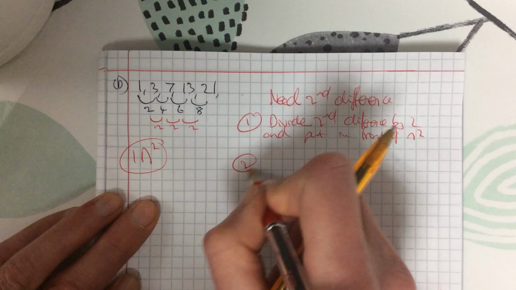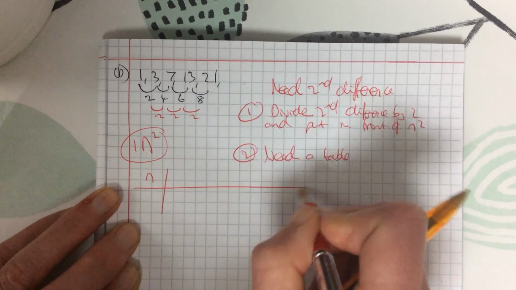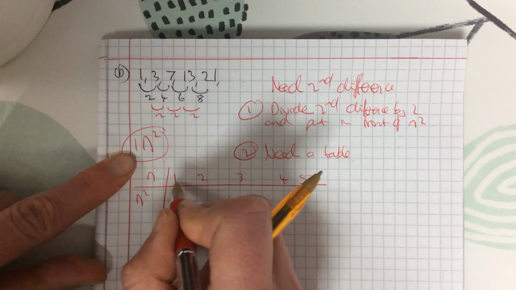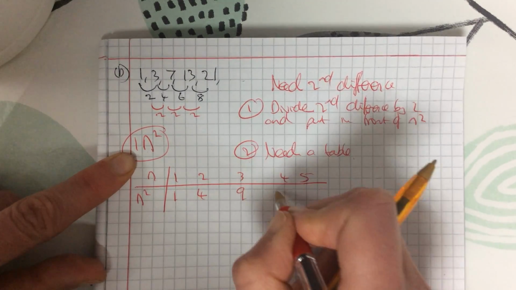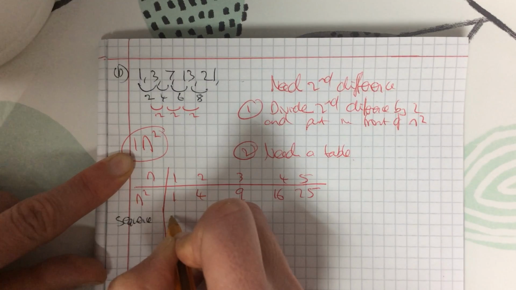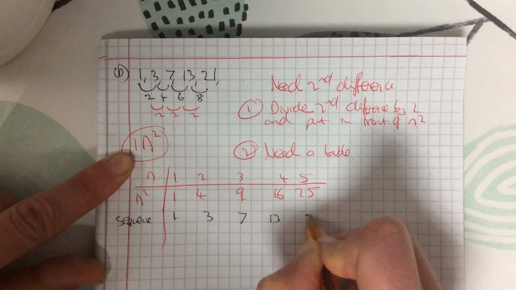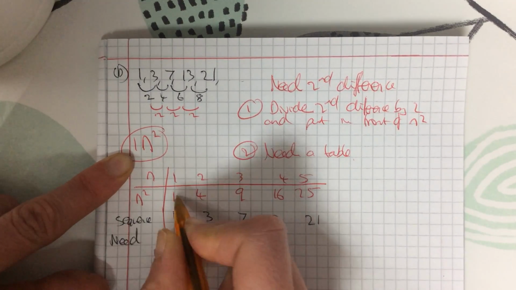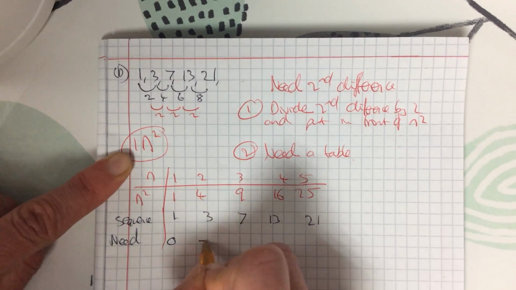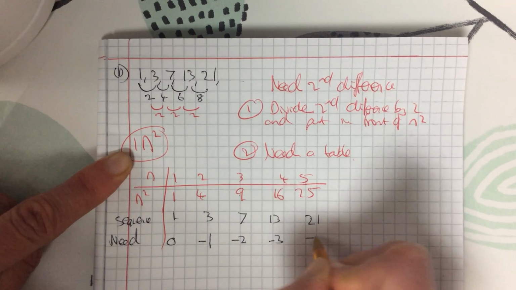Now do you remember what we did next? You need a table. So how did I do that before? I went 1, 2, 3, 4, 5 and I worked out 1n squared, 2n squared, 3n squared, 4n squared, 5n squared. Now, what's my sequence? My sequence is a 1, a 3, a 7, a 13, and a 21. So what do I need? I need nothing. I've got 4, I want it to be 3. I've got 9, I want it to be 7. I've got 16. So this one is really horrible.